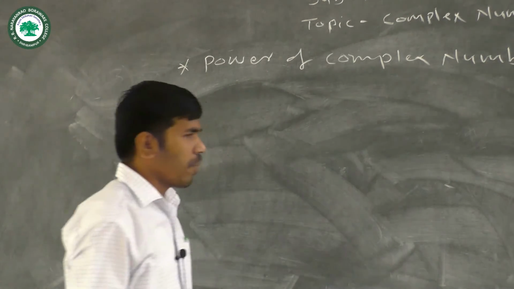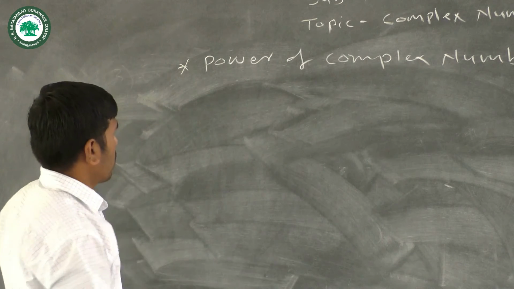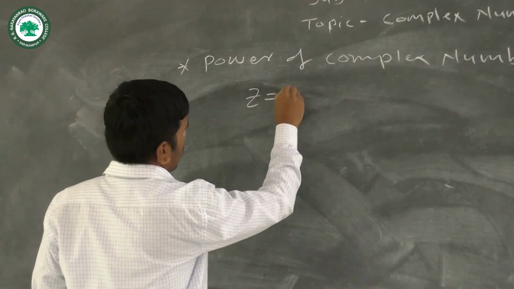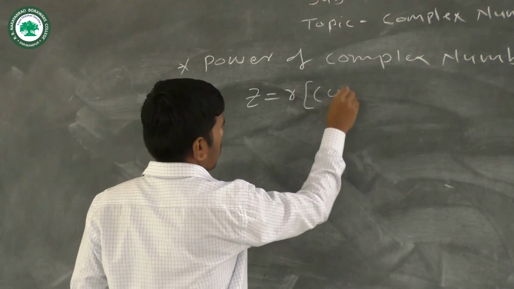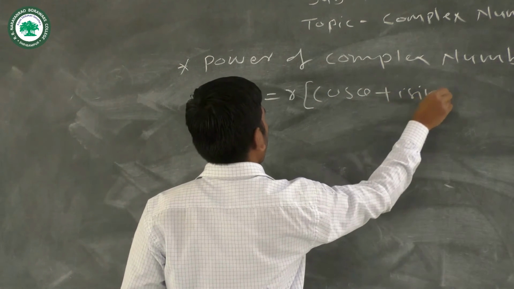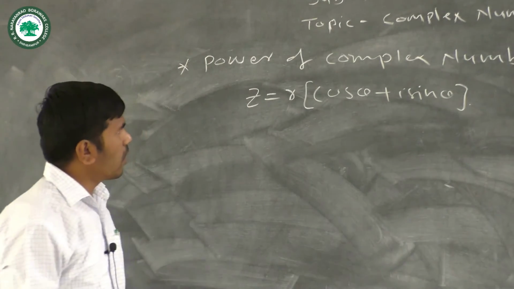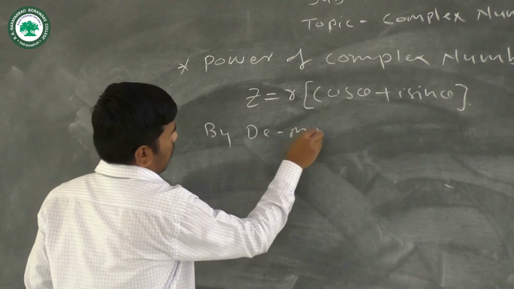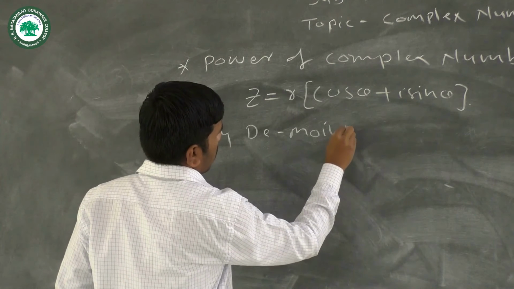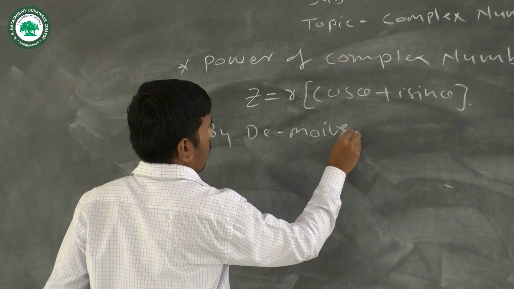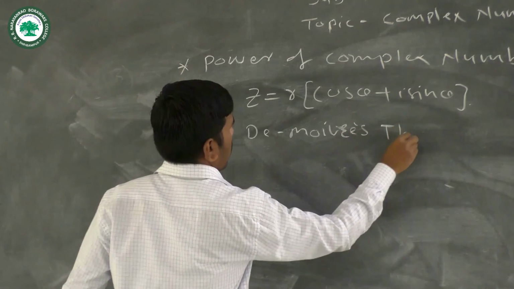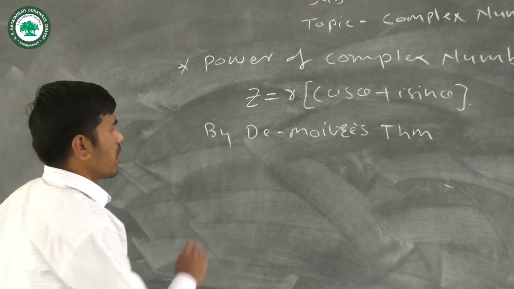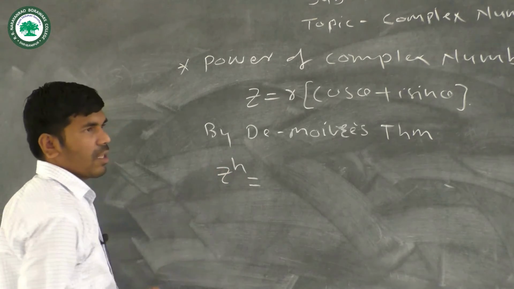Okay, so the power of a complex number. Here we consider the polar form of the complex number, that is z is equal to r into cos theta plus i sin theta, bracket completes. So by De Moivre's theorem, we can find the power of this complex number, that is z power n. This n is any integer.